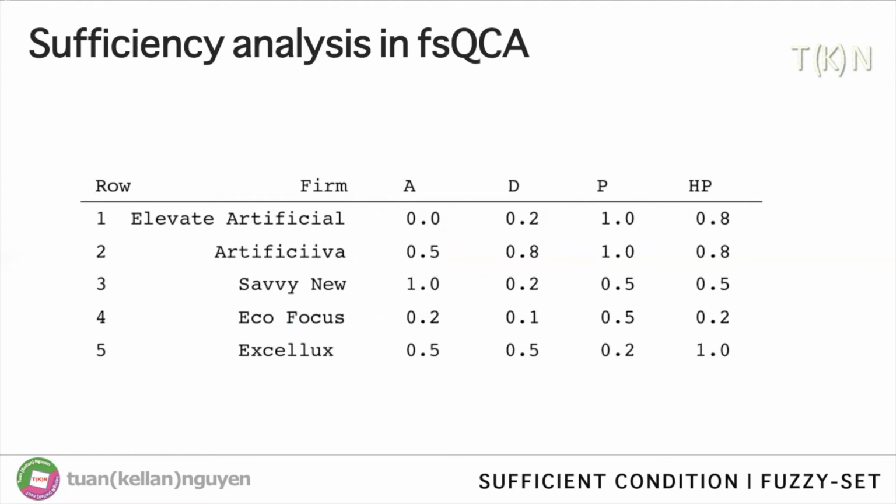We have an example in which we are interested in the conditions for high-performance firms. In particular, we expect three condition sets. A stands for firms investing in AI. D stands for firms investing in data. And B stands for firms investing in people. These are sufficient for the outcome HB, high-performance firms. Each row is the observation from one specific firm, and each column has fuzzy set values between 0 and 1.